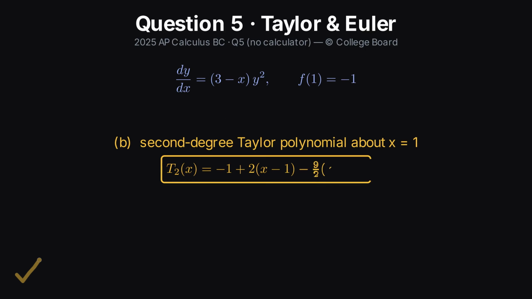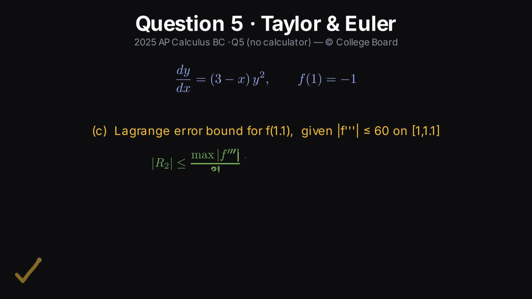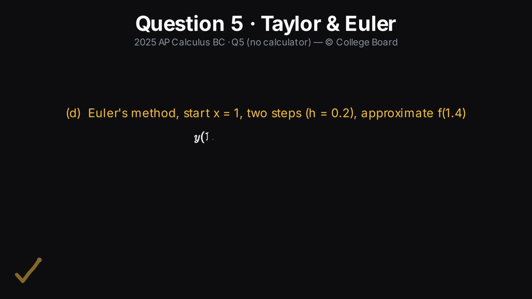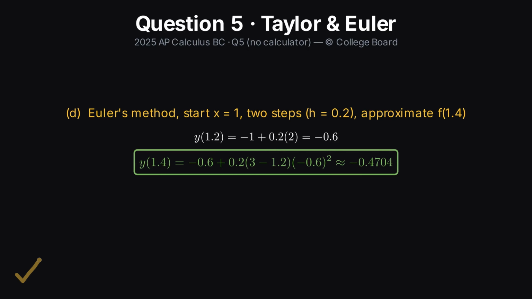Part B. The second-degree Taylor polynomial about x equals 1 is -1 plus 2 times (x minus 1) minus 9/2 times (x minus 1) squared. Part C. The Lagrange error bound is at most 60/6 times 0.1 cubed, which is exactly 0.01. Part D. Euler's method with step 0.2 gives y at 1.2 equal to -0.6, then f of 1.4 is about -0.47.